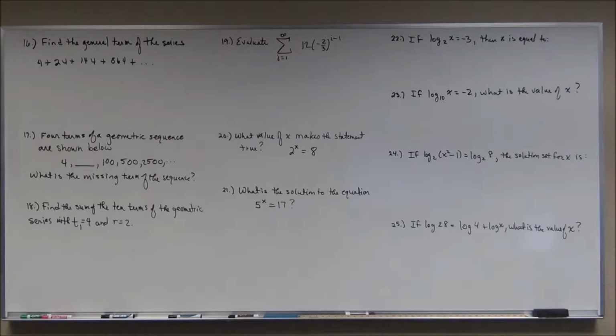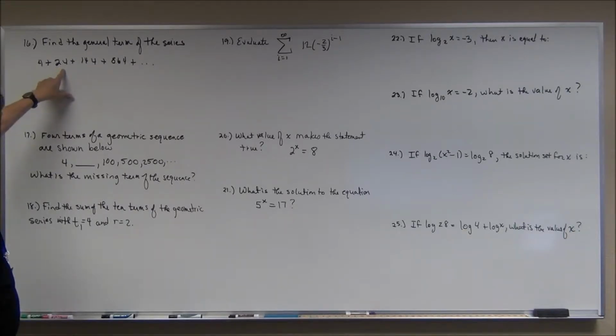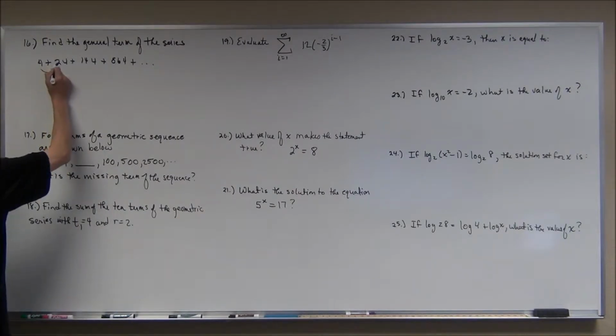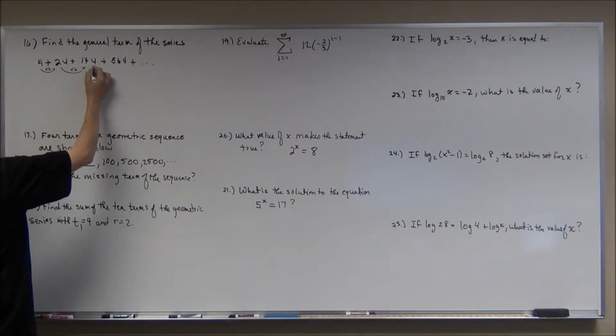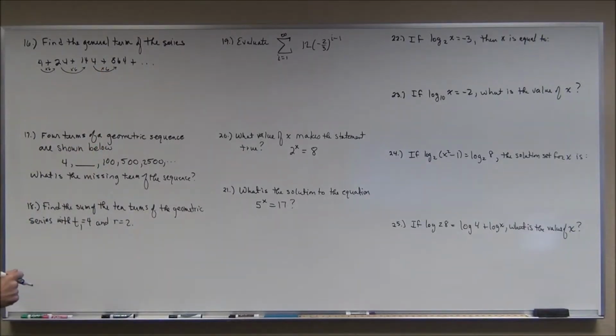Find the general term of the series. Now, before you can find the general term, you've got to figure out what type of series it is. I noticed here that the numbers are getting bigger, but not by the same amount. Here I'd have to add 20 to get to 24, but if I add 20 to 24, I don't get 144. So I'm thinking, okay, if I multiply by 6, 4 times 6 is 24. 24 times 6 is 144. 144 times 6 is 864.